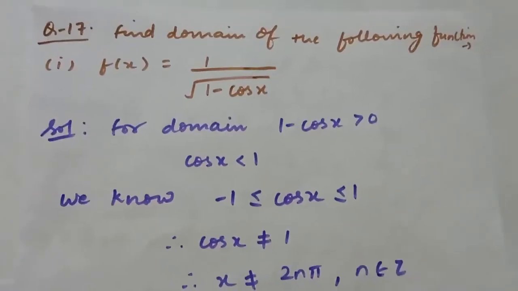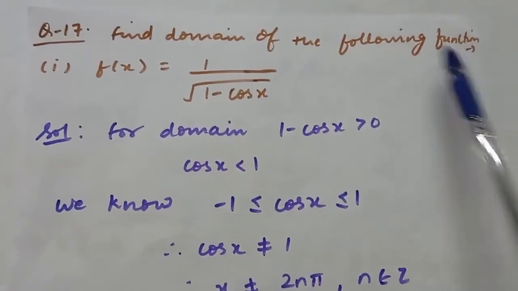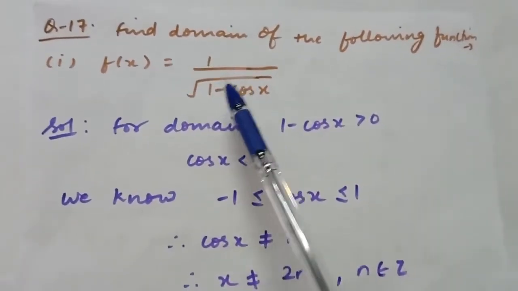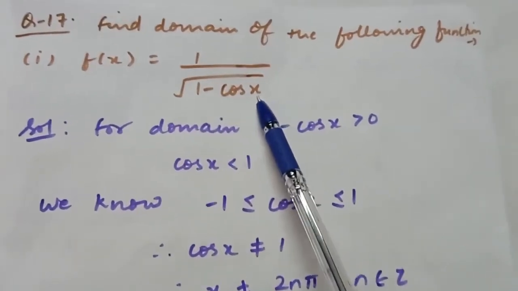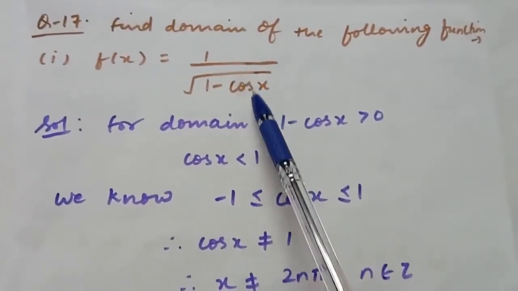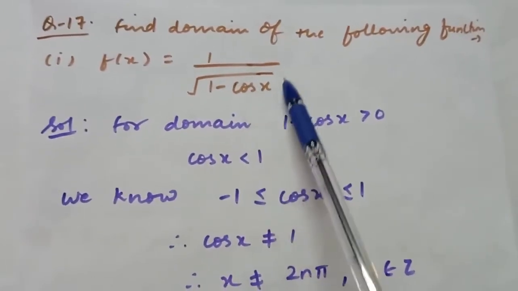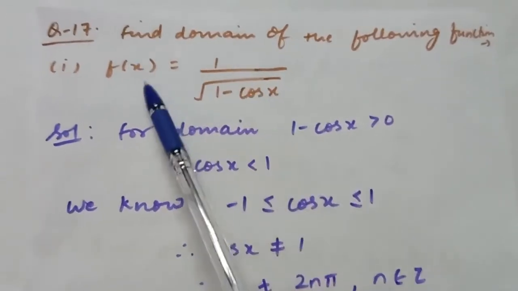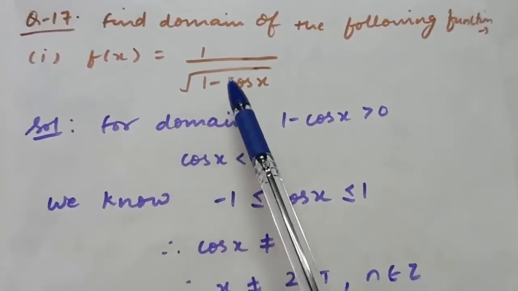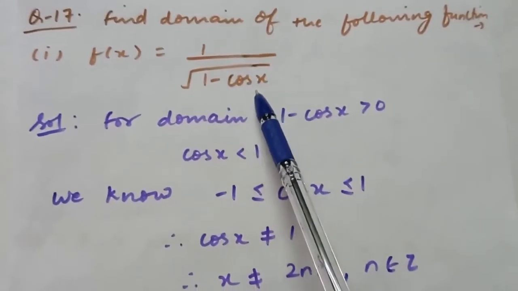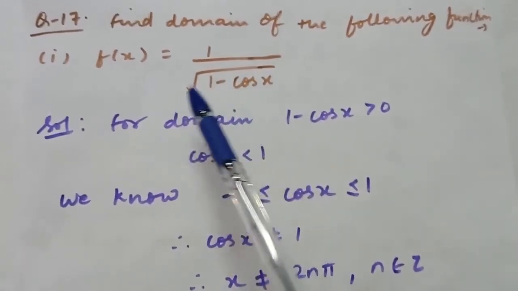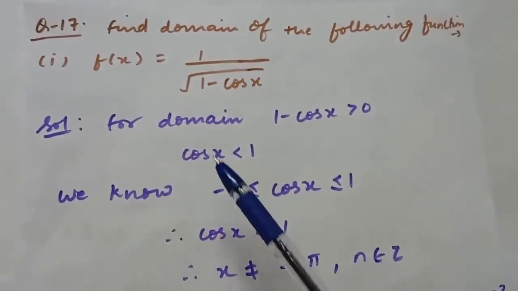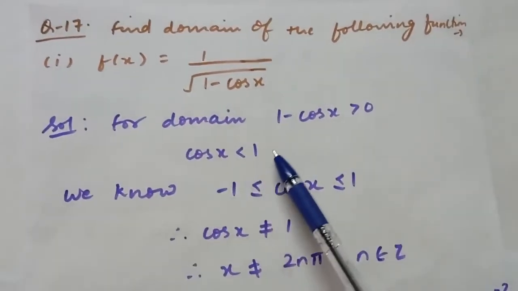Number 17, find domain of the following functions. So the function is given as f(x) is equal to 1 upon root of 1 minus cos x. We have to find the domain of this function. So for domain, we have to take those values of x so that f(x) should be defined. Now this 1 minus cos x is in the denominator, also in the root. Therefore it should be greater than 0, right? This means cos x is less than 1.